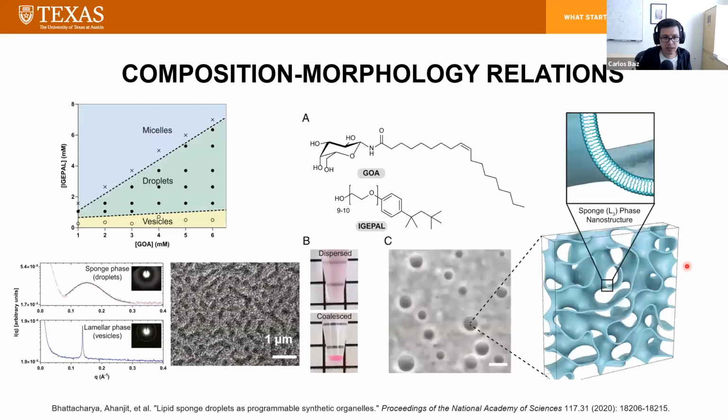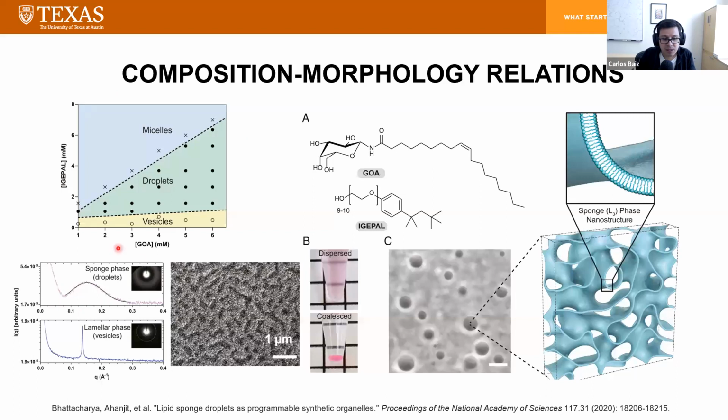Next slide. There we go. Now the question is, what do we know about how the composition is reflected in the morphology? In the Varage group, they characterized this phase diagram, which shows the concentration of GOA, our artificial lipid, and the concentration of IGPAL, the co-surfactant in these membranes. Depending on the ratio, you can either get vesicles, this droplet or sponge phase, which we're interested in, or you can get micelles.